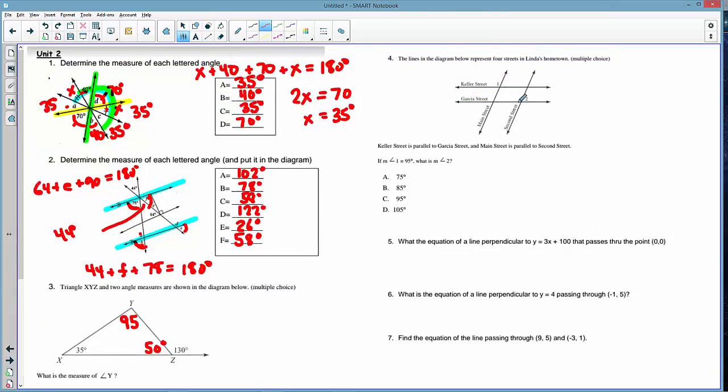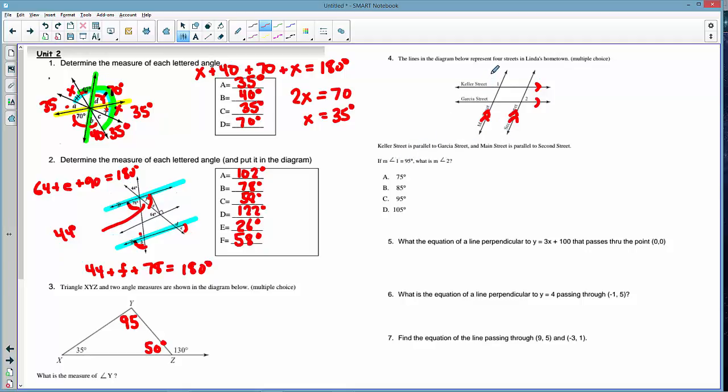The lines in the diagram represent 4 streets in Linda's hometown, multiple choice. Keller Street is parallel to Garcia. So these guys, I would add that symbol. This is parallel to this. And Main Street's parallel to 2nd Street. So double arrows. Remember, that doesn't mean congruent necessarily. It's certainly not in this case because they're lines.